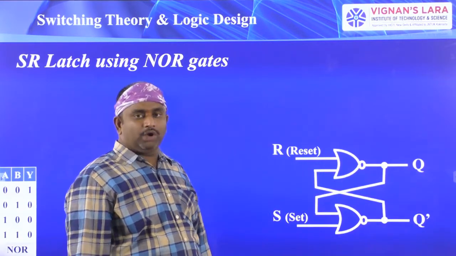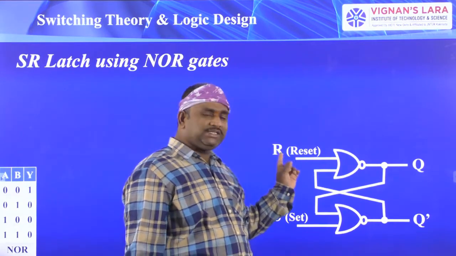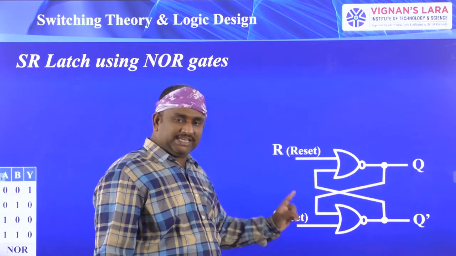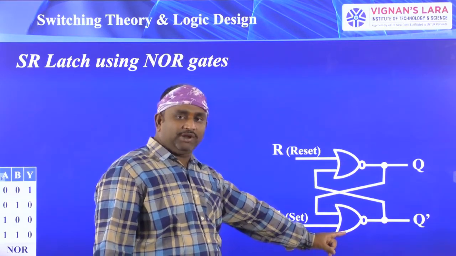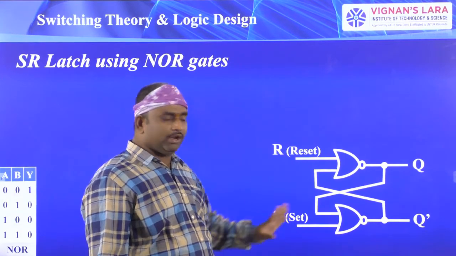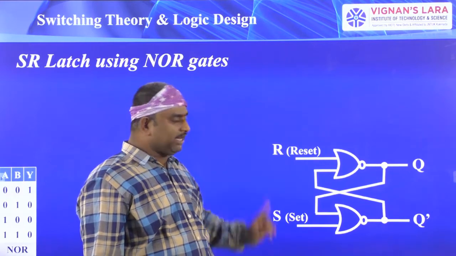Okay, so now we have two inputs, set and reset operations, and this reset input I am giving to one of the inputs of the NOR gate. So the second NOR gate I have taken here. For this NOR gate, one input I have given the set operation. So two NOR gates here we have. For each NOR gate, one input we have defined with reset and set.